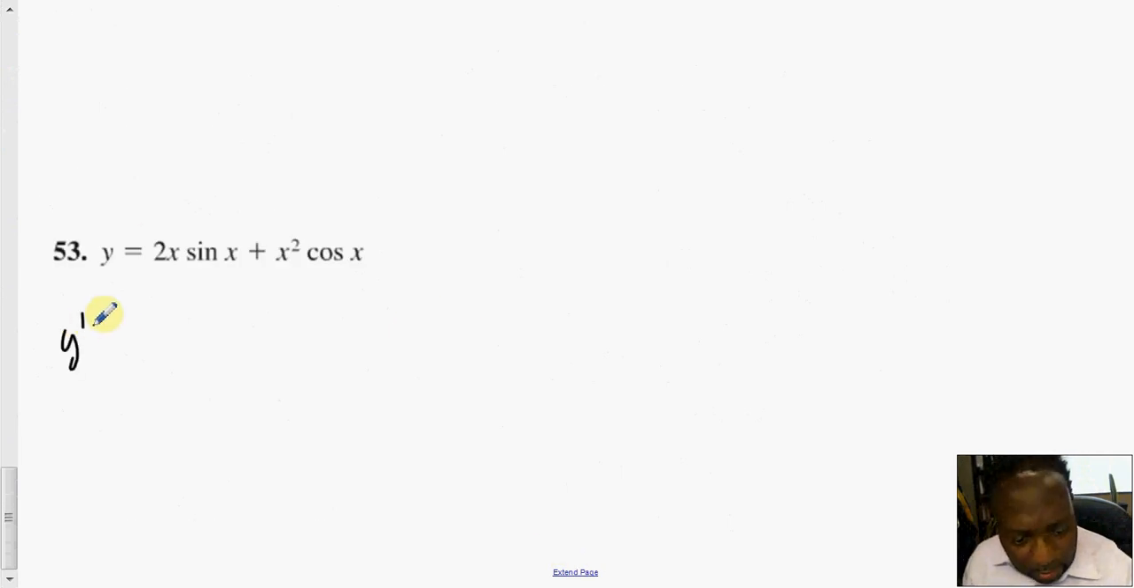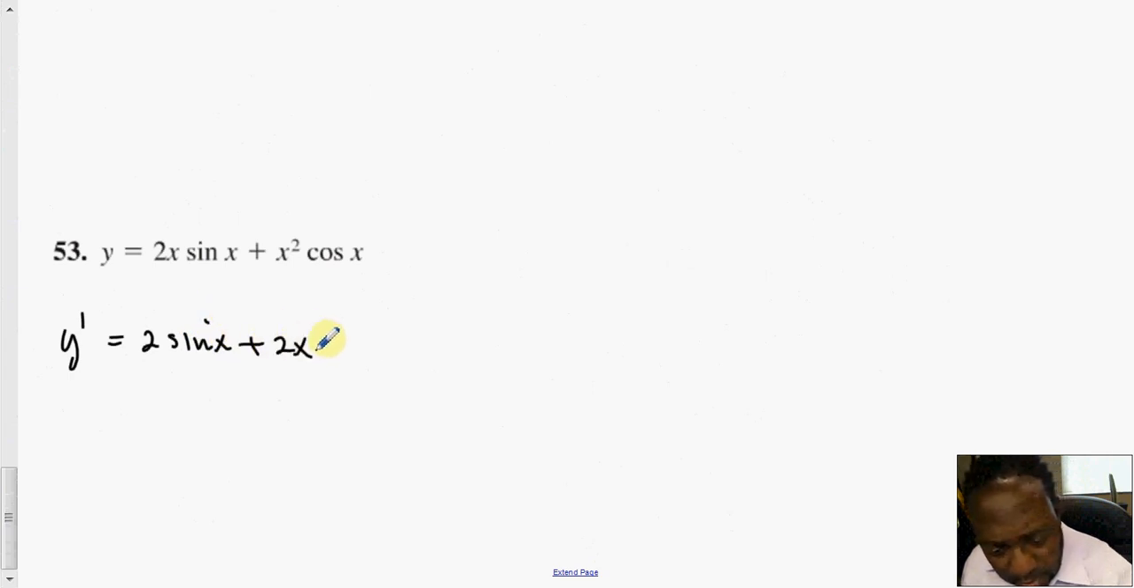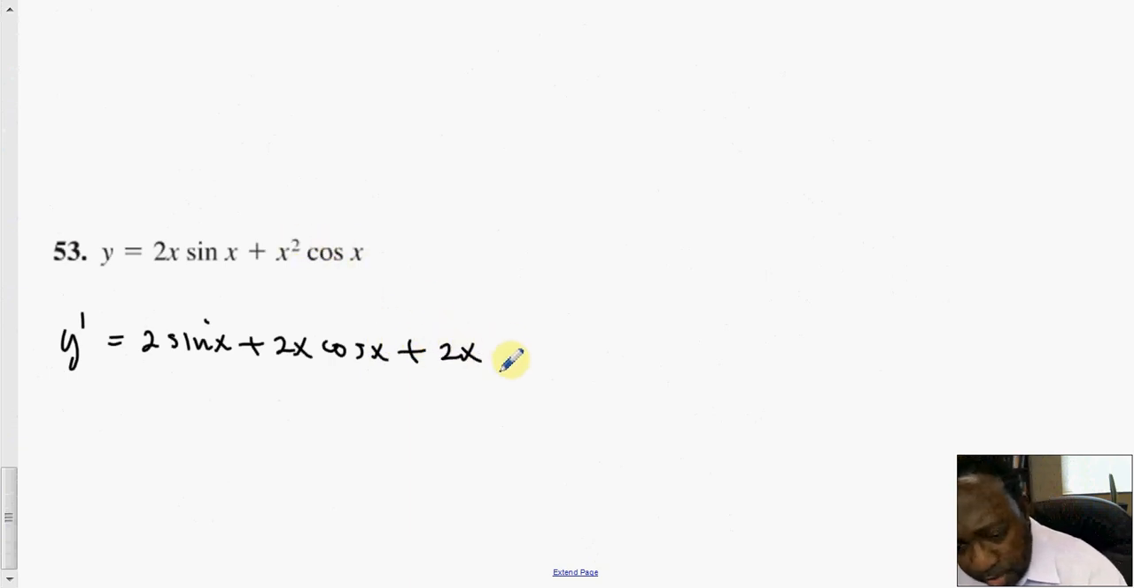We find this derivative. We use the product rule on this and use the product rule on this term. So it's the derivative of the first, which is just 2 times the second plus the first times the derivative of the second, and plus x squared cosine x, the derivative of the first is 2x times the second cosine x. We're going to go ahead and put the minus there because the derivative of the cosine is going to be a negative sign. So it's plus the first x squared times the derivative of the second, which is negative sine x.